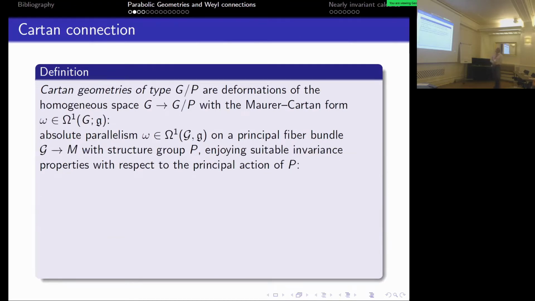So now we come to a more general definition which covers those two cases, and that's what the Cartan connections are. So if we start in the setup of a homogeneous space, so we are in the setup of Felix Klein, the Erlangen program. So we have a Lie group G, a closed subgroup P, and we consider the manifold M, which is G mod P. And then, of course, G over G mod P is a principal fiber bundle with structure group P, and there is the Maurer-Cartan form omega.